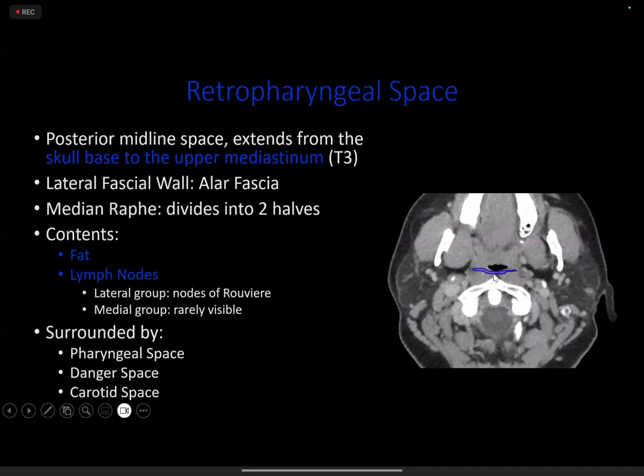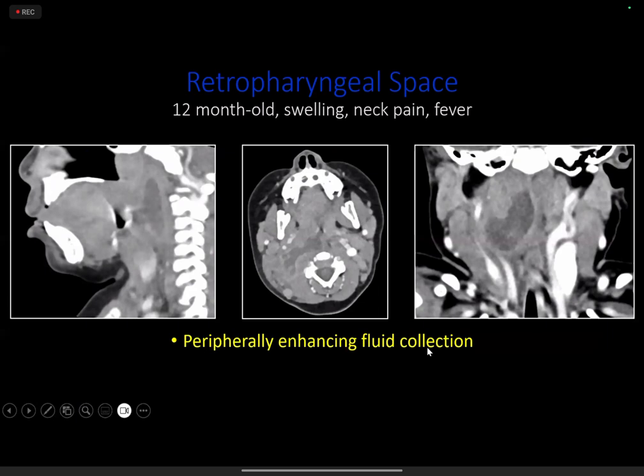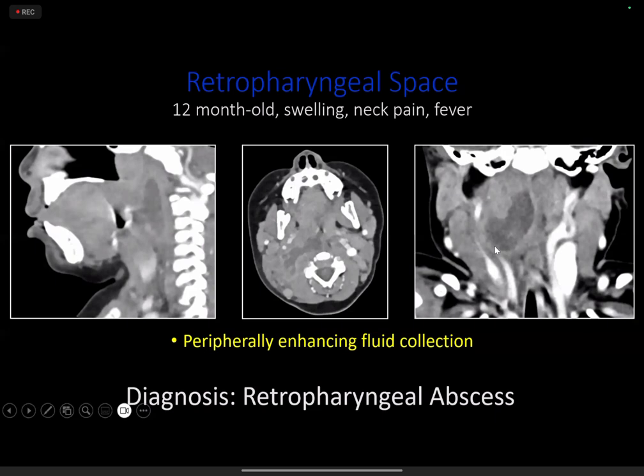Remember that the retropharyngeal space is surrounded by the pharyngeal space right over here anteriorly, the danger space, which we'll get to in a little bit, and then the carotid space is just posterior laterally right over here. So here's a patient that presented with swelling and neck pain and fever. Clearly, there's a peripherally enhancing fluid collection within the retropharyngeal space right over here, and this is a case of a retropharyngeal abscess.